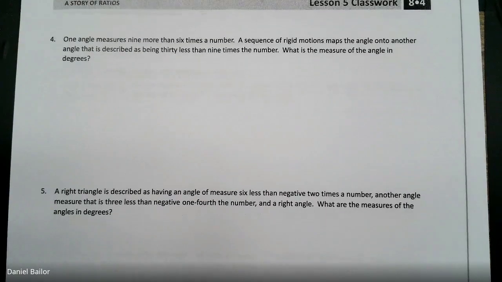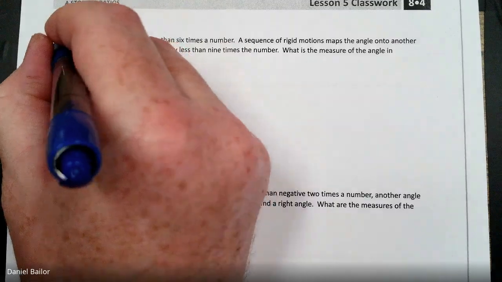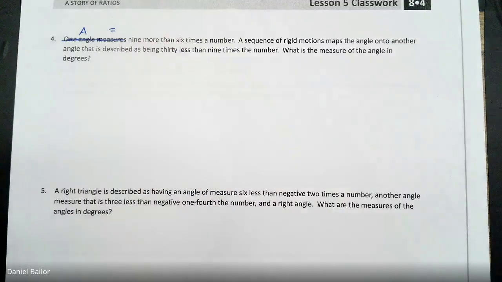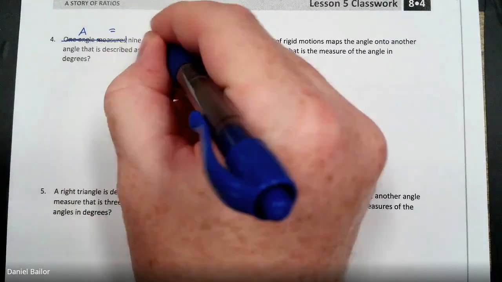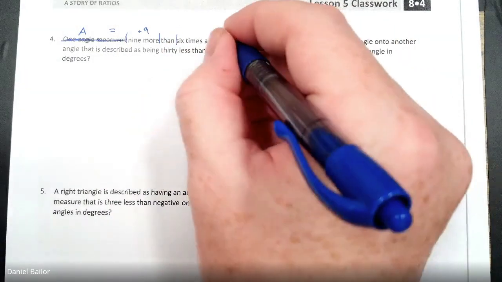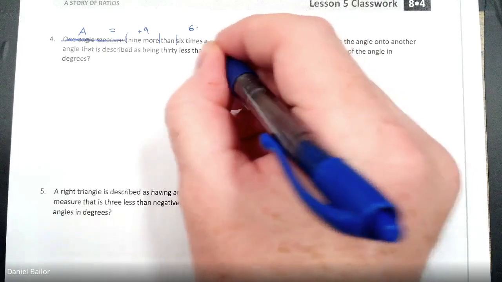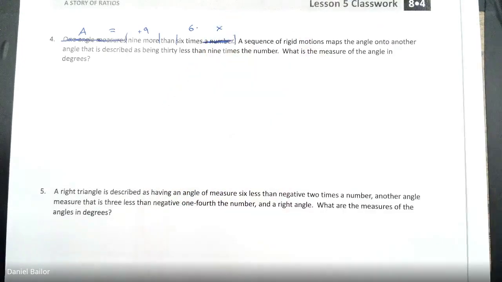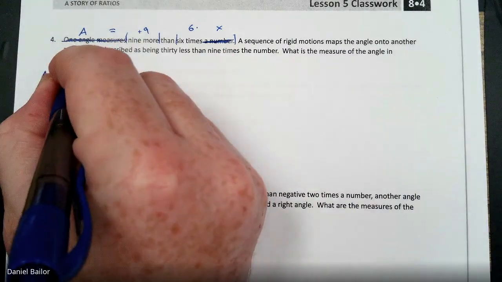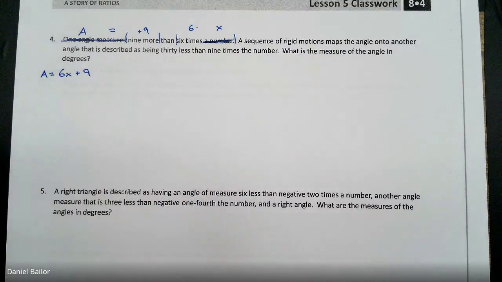Let's see if you did it right. One angle measures 9 more than 6 times a number. Okay, so one angle A measures, which is a fancy word for equals. A equals 9 more, plus 9, 6 times a number. There we go. A number, we're just going to say X. So A is 6X plus 9. 9 more than 6 times a number, and a number is just X.